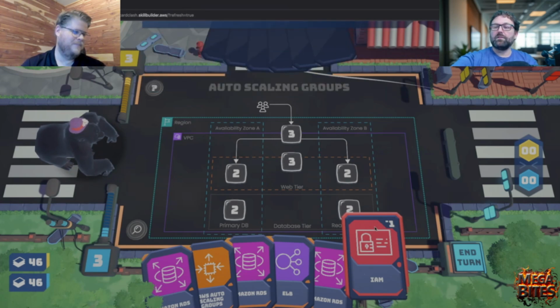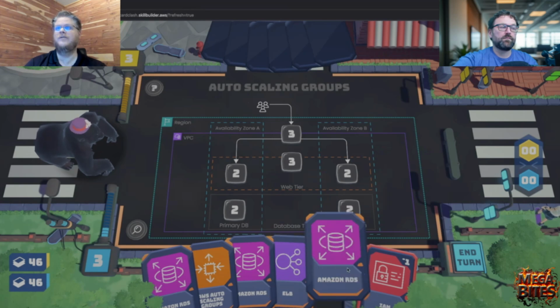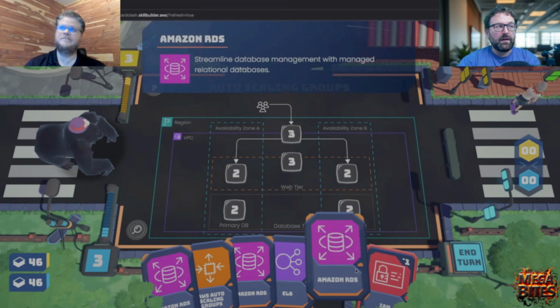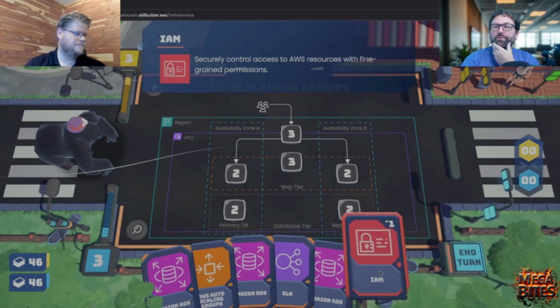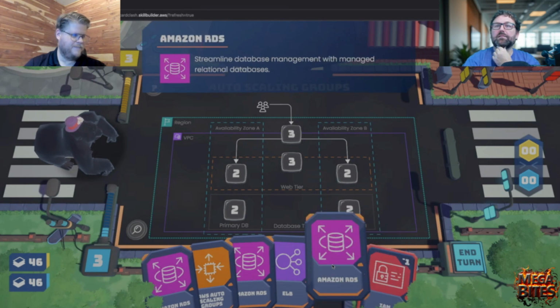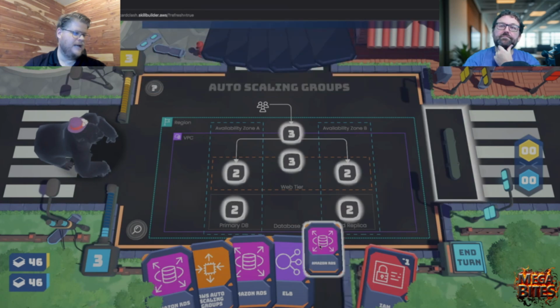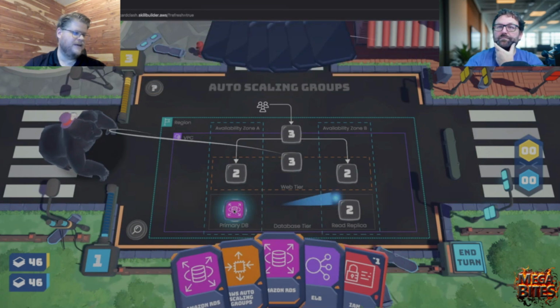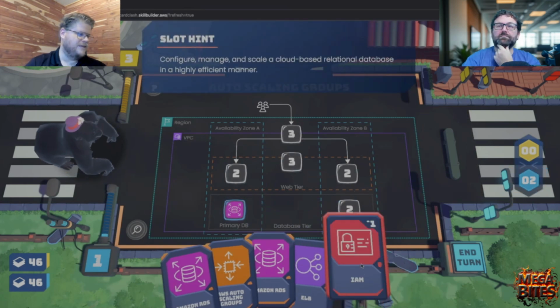Cool. Or we could start further down the line and maybe build from the relational database service and then secure it, because that's only 2 points plus the 1 security. Yeah, I think that's the way we should go, is place something and secure it and just use all of our 3 points and then hope for the best. Okay. So we'll place RDS on the primary database, and then we'll put IAM on top of RDS, and you can see it's got that blue around it. That means she can't steal it.